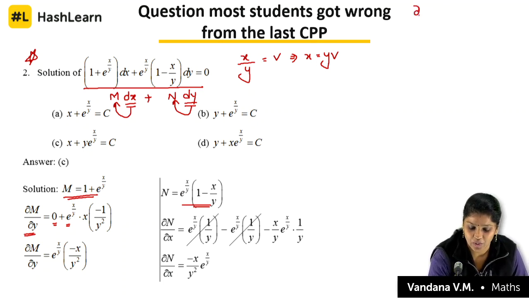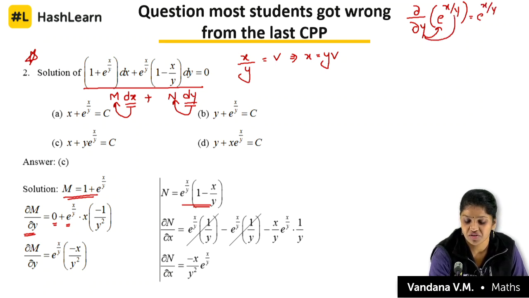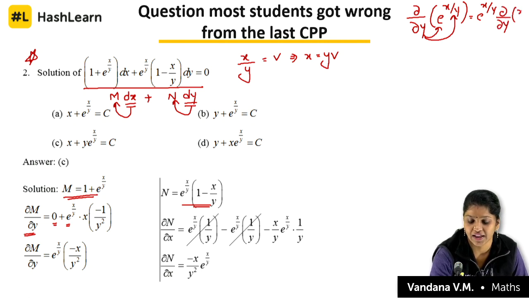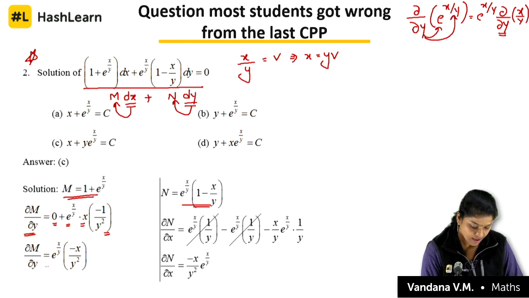∂/∂y of e^(x/y). The differentiation of e^x is e^x only. Now the differentiation will go for ∂/∂y of x/y. With respect to y I am differentiating, so x is constant and I keep x as it is. The differentiation of 1/y is -1/y². So if you multiply, we will get this.